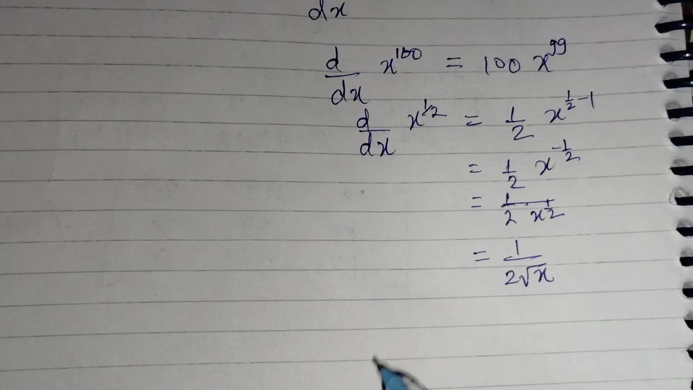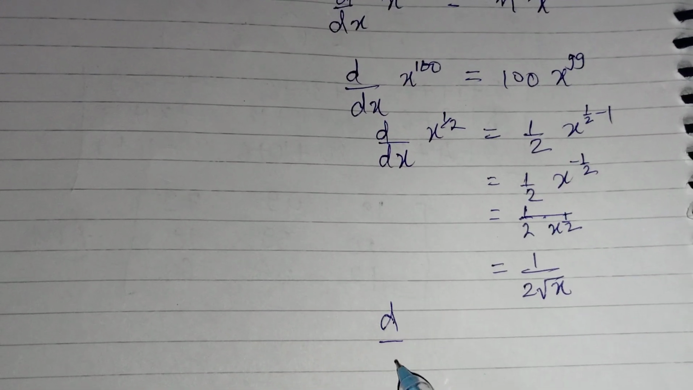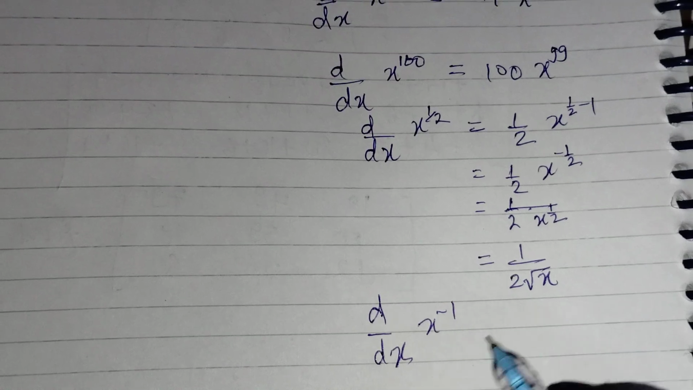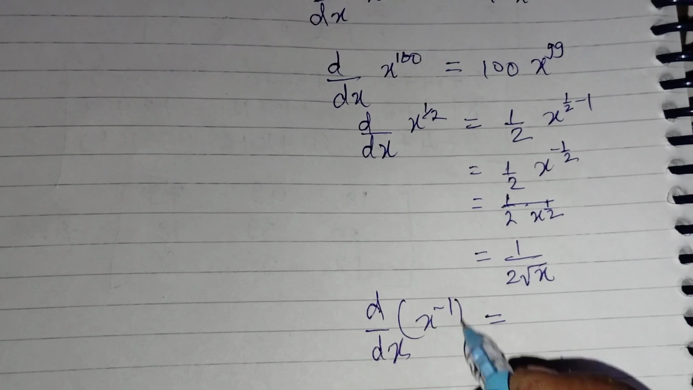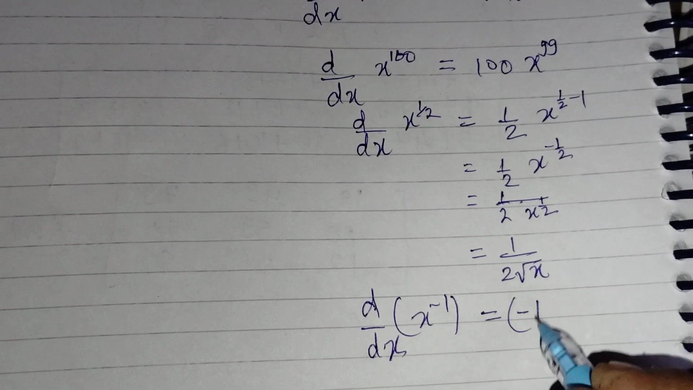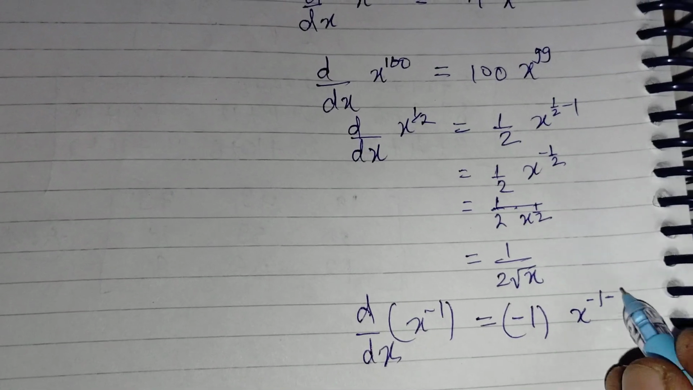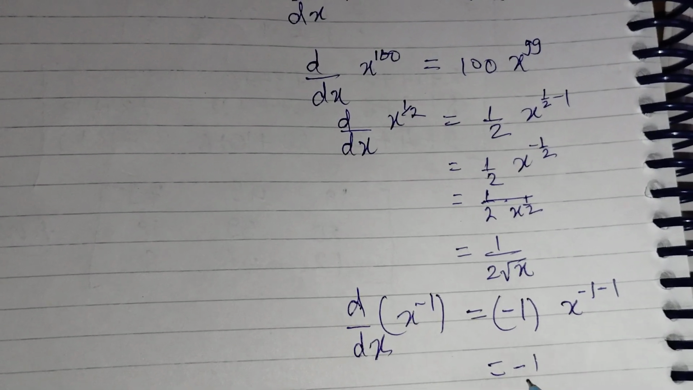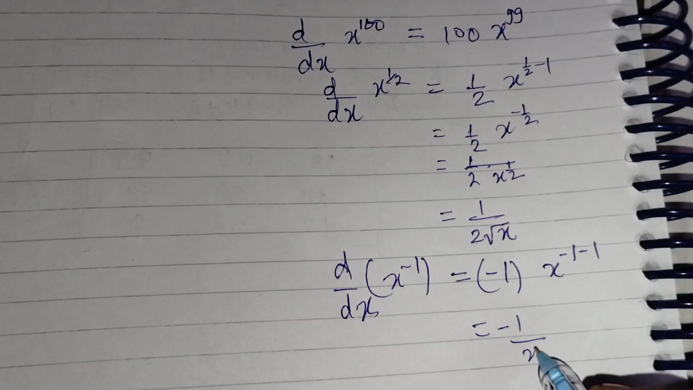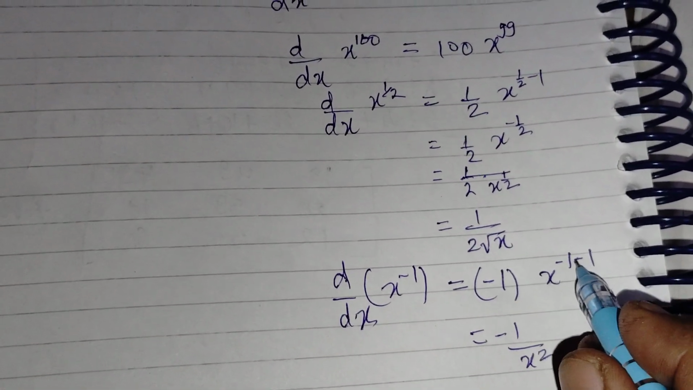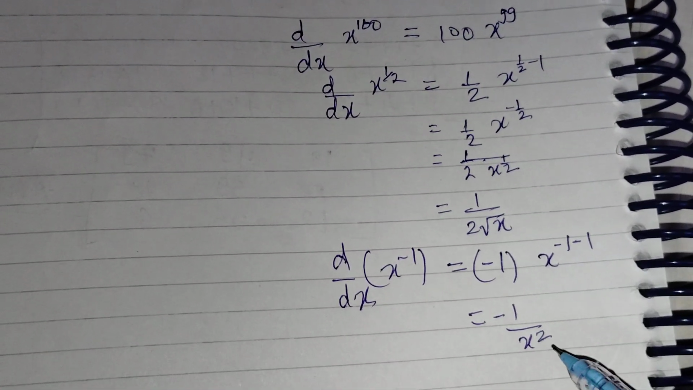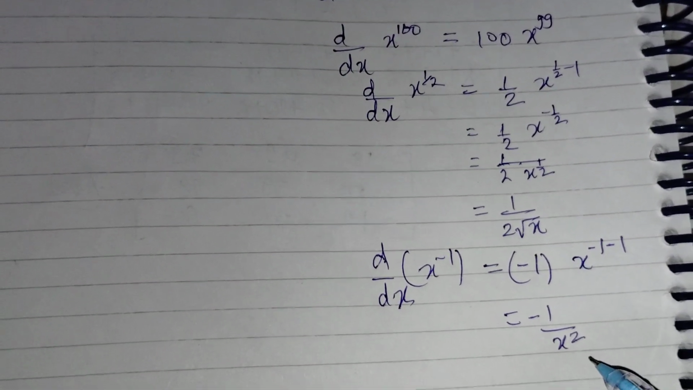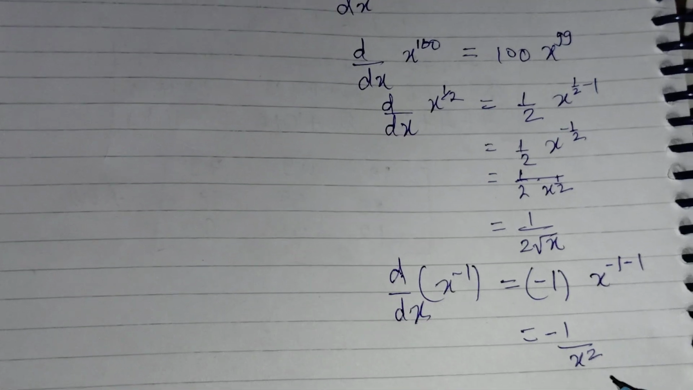Remember it, for any power, suppose minus 1 is there and we want its differentiation. So we write minus 1 in front, then decrease one more from the power, so it gives us minus 1 upon x power 2. Because minus 1 becomes minus 2, and the power becomes positive when we shift from numerator to denominator. So this is the second rule, the power rule.